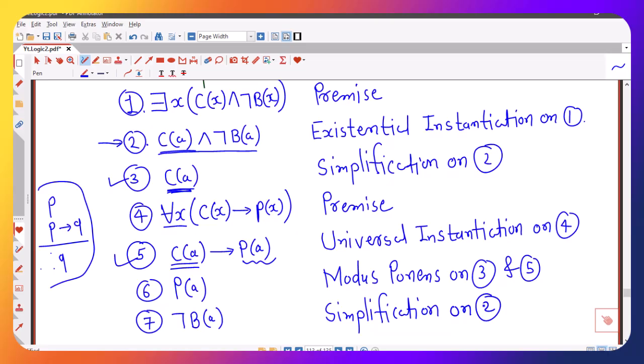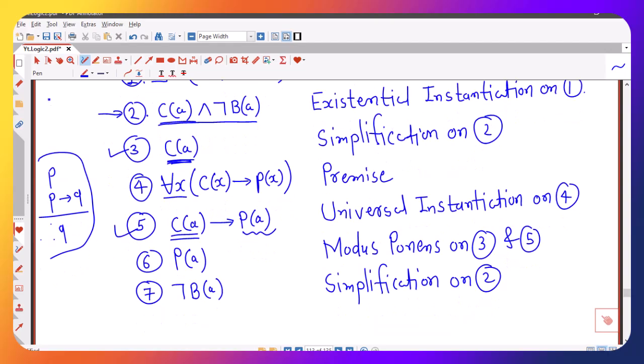On step number 2. Again we recall that whenever we have P and Q, then either we can write P or Q as per our requirement. Here I required C of A, therefore I have written C of A. Now I require negation of B of A, therefore I am using that P and Q, therefore Q. So that is using simplification.